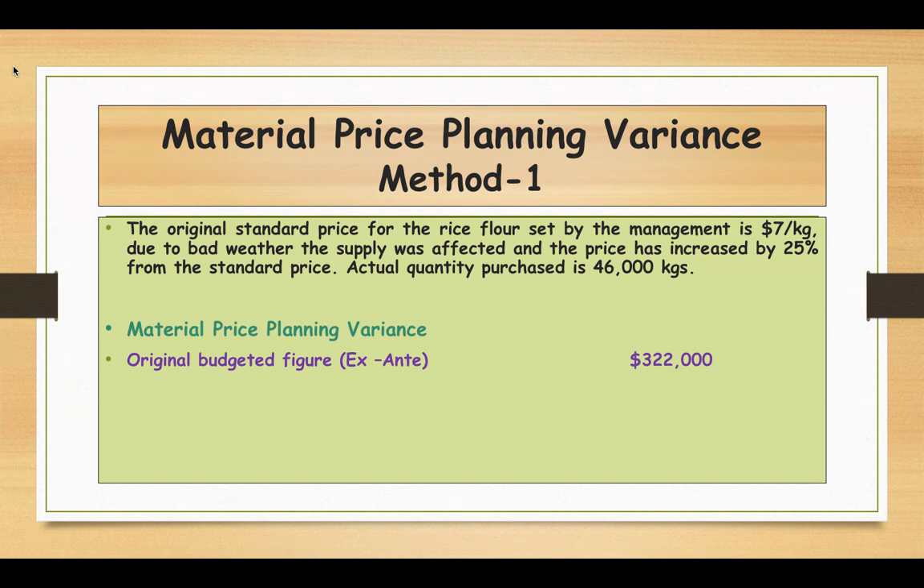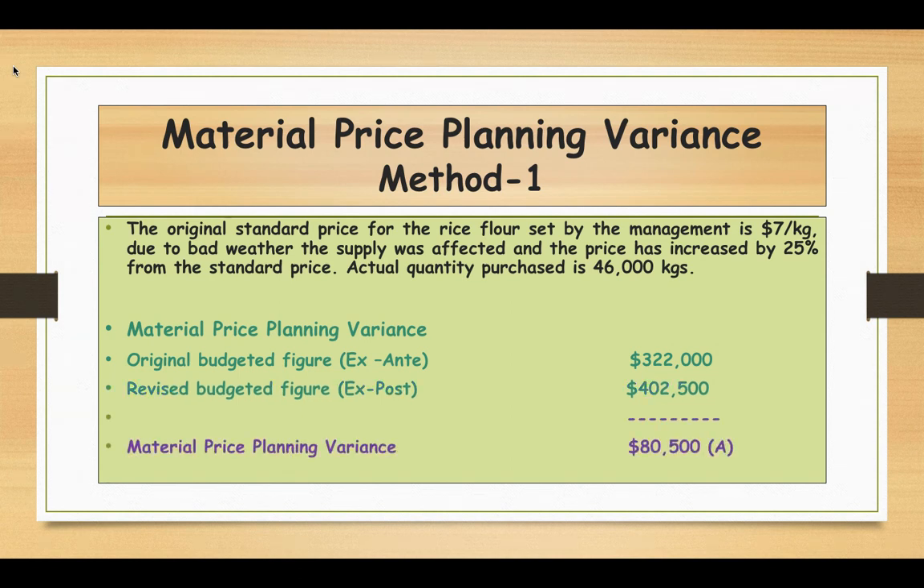The original budgeted figure, which is our ex ante, is the budgeted $7 per kilogram times the 46,000 kilograms we bought. So that is $322,000. Now the revised budgeted figure, which is ex post, is $7 plus the 25% increase, so you will get $8.75 times 46,000 kilograms. So you get $402,500. So the material price planning variance is the difference between the ex ante and the ex post figure, which is $80,500, which is an adverse variance.